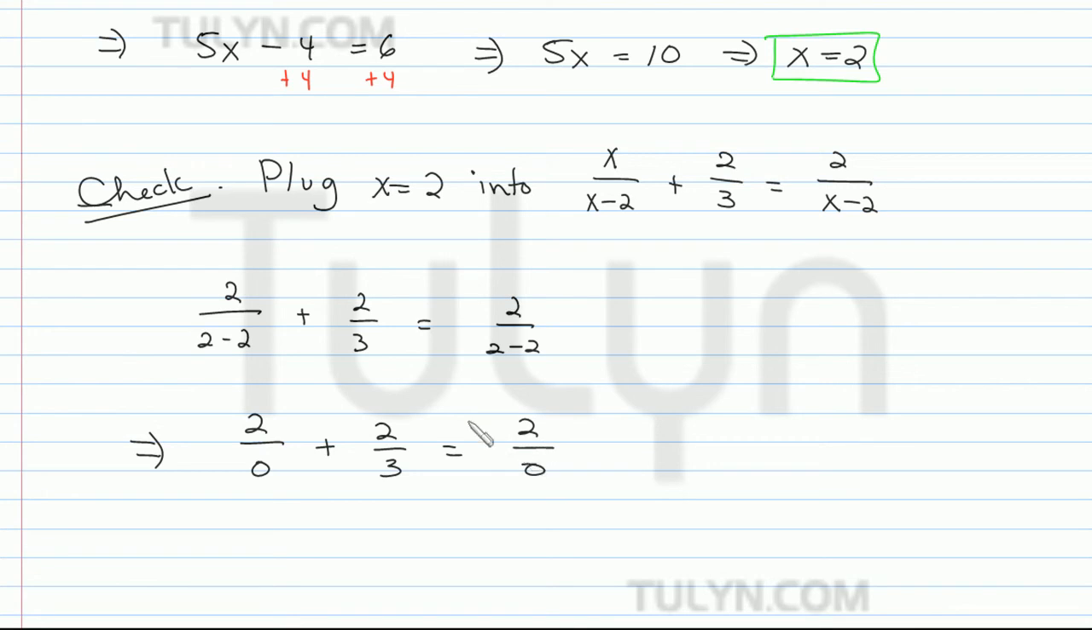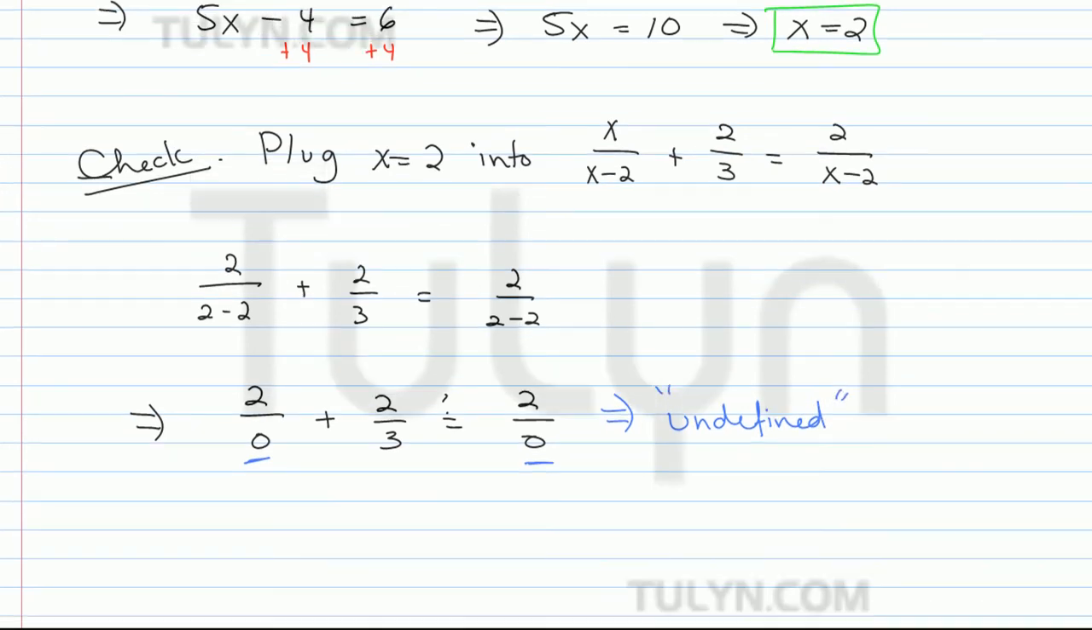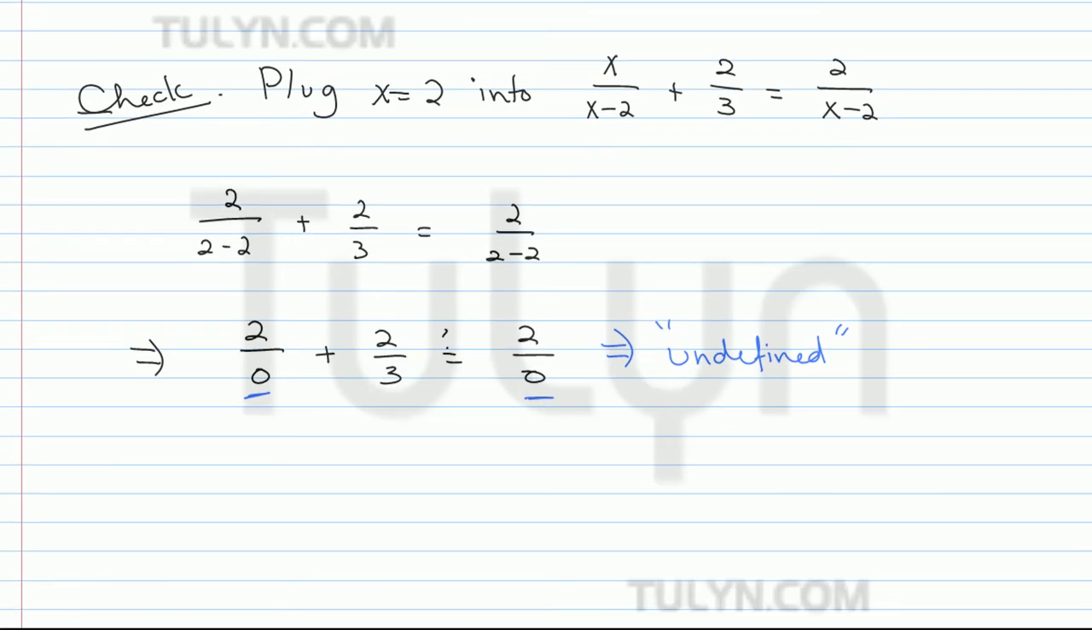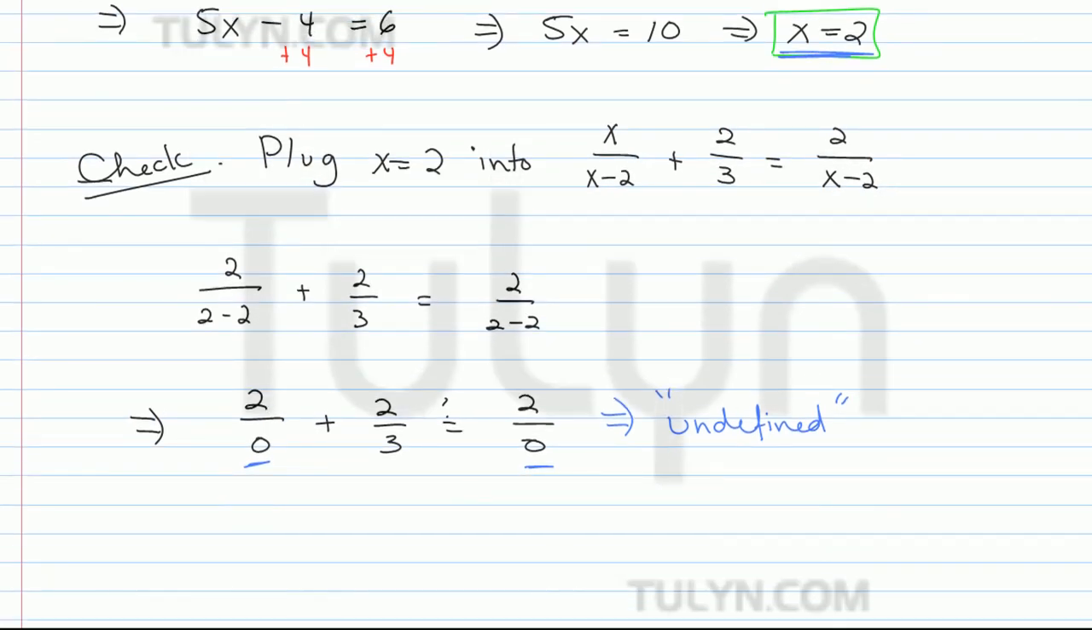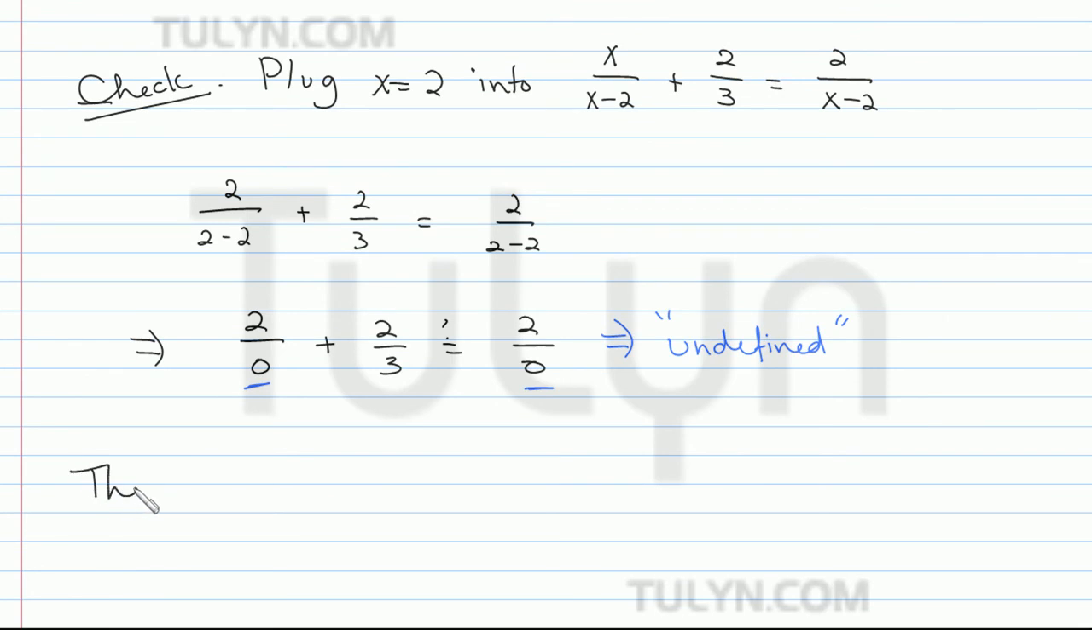So now notice that we're dividing by 0 in both of these terms. So when you plug in x is equal to 2, it actually gives you terms which are called undefined. Right? That's what happens when we divide by 0. We get something that's considered undefined. So as it turns out, x equals 2, even though it's the only solution we found, it actually doesn't work. So in this case, it's called an extraneous solution.